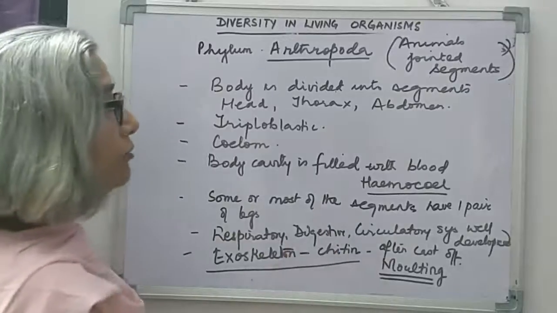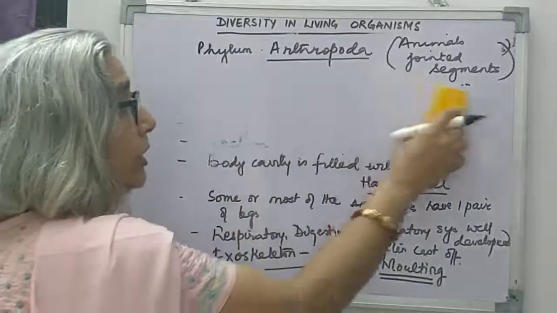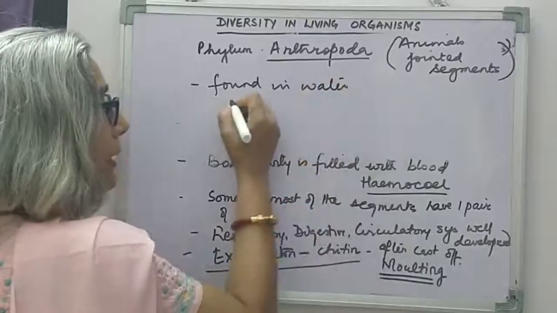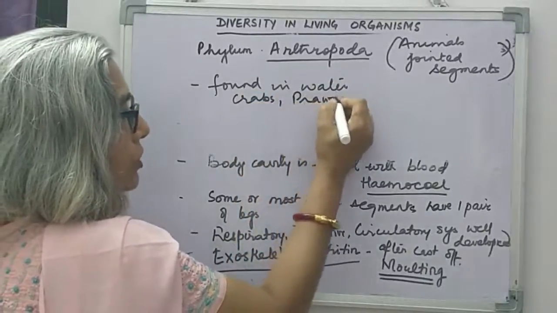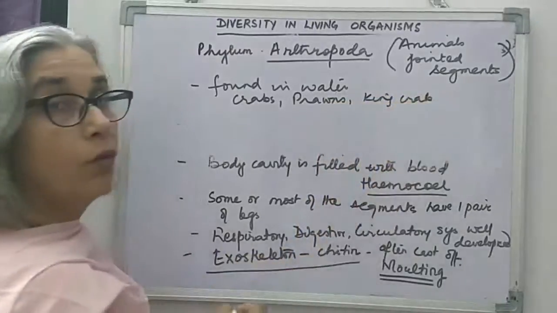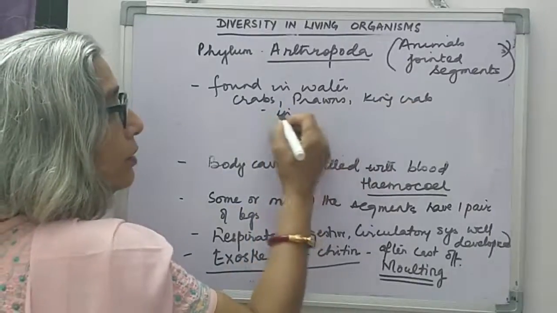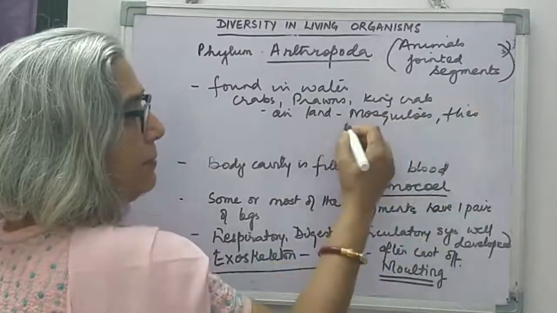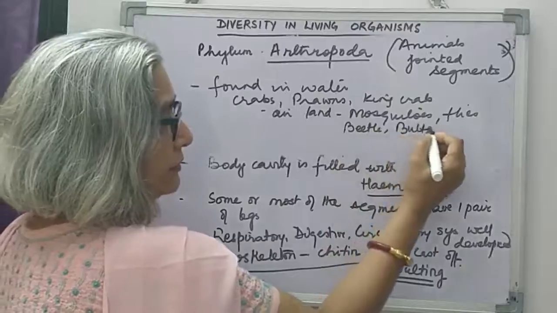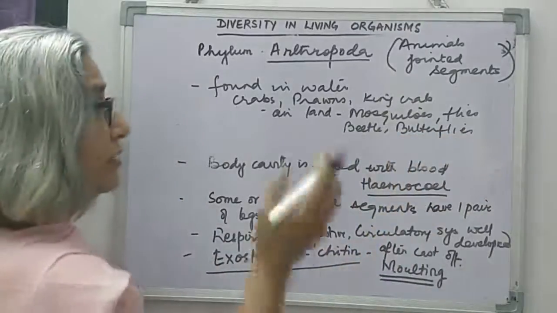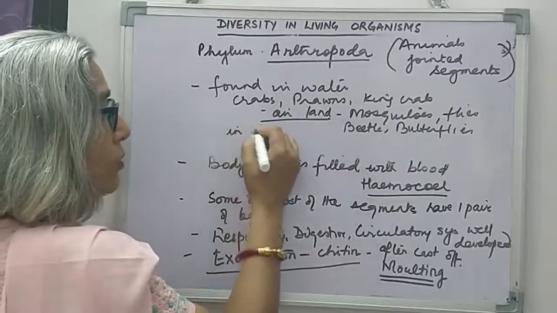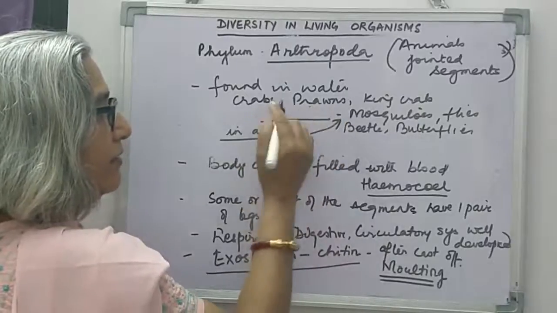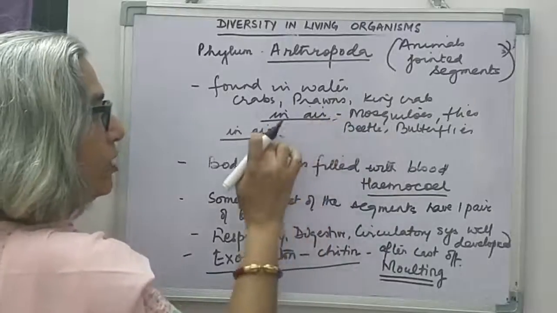Now, these arthropods are found almost everywhere, in water, on land, and in air. In water, they are found like the crabs, prawns, and king crab. On land, they are found like the mosquitoes, flies, beetles, butterflies, other insects, grasshoppers, and dragonflies. So they are found on land and in air.